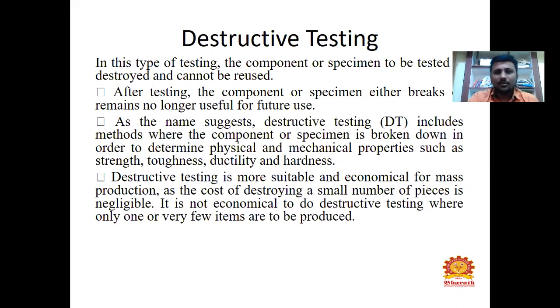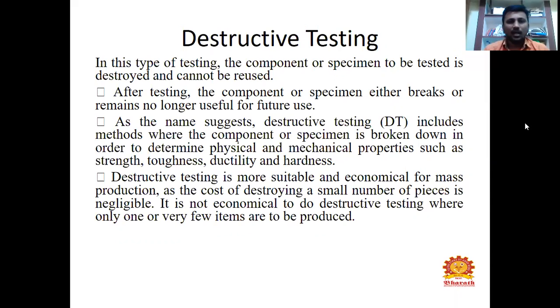After testing, the component or specimen either breaks or remains no longer useful for further use. As the name suggests, destructive testing (DT) includes methods where the component or specimen is broken down in order to determine the physical and mechanical properties such as strength, toughness, ductility, and hardness.